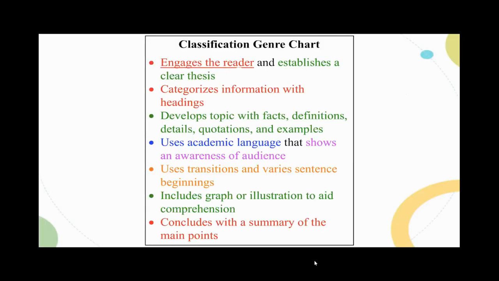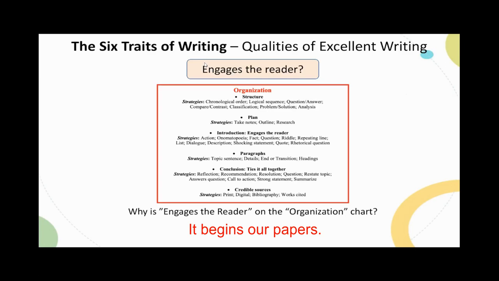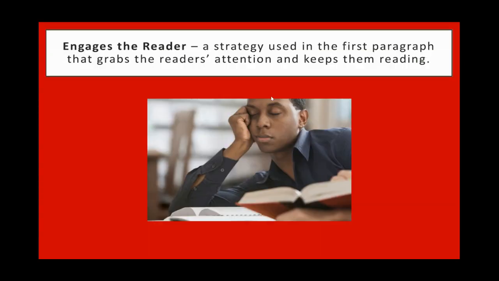When we look at the genre chart for classification, it says to have a proper classification essay, you have to engage the reader and establish a clear thesis. We already have our clear thesis, so we're going to look at engaging the reader. Where would that be in the 6 traits of writing? It's going to be organization because our engaging strategy begins our papers.